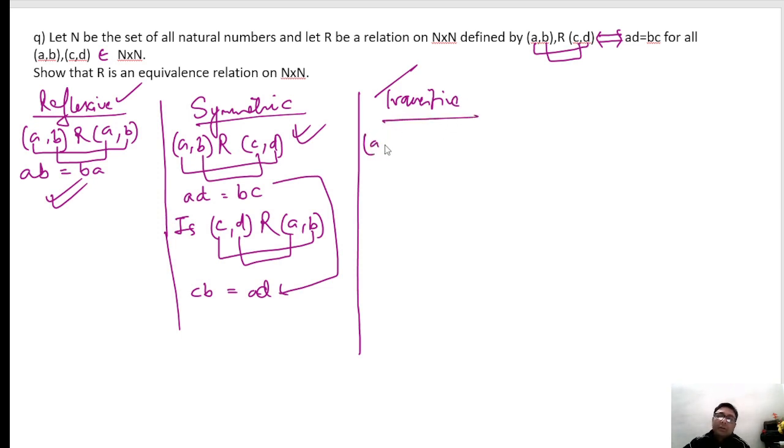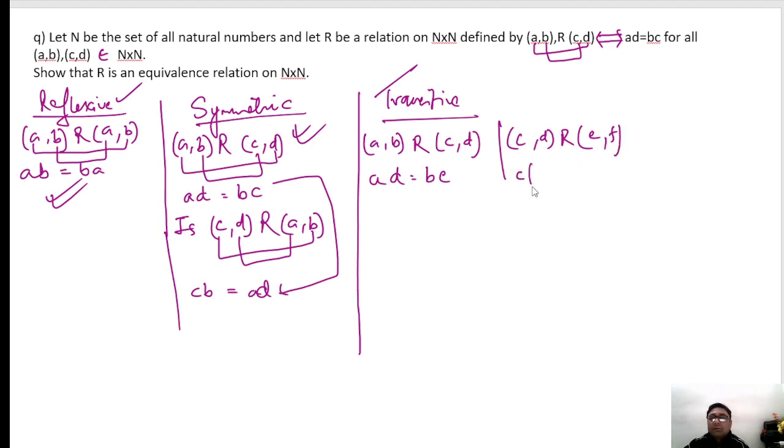We have to check AB R CD. We will write AD equal to BC. Similarly, CD R EF, we should write CF is equal to DE. We have to check, is AB R EF? We have to check.